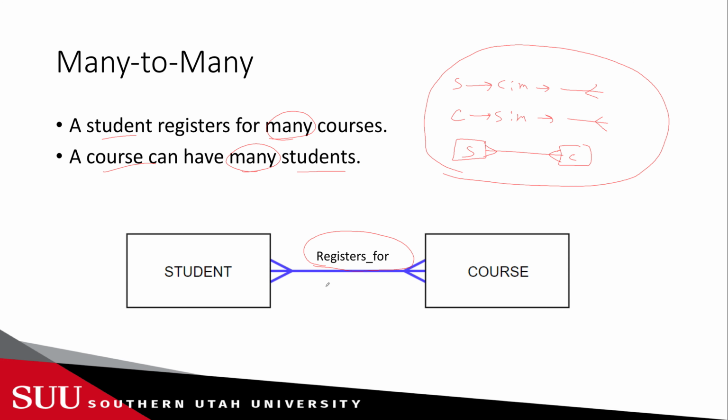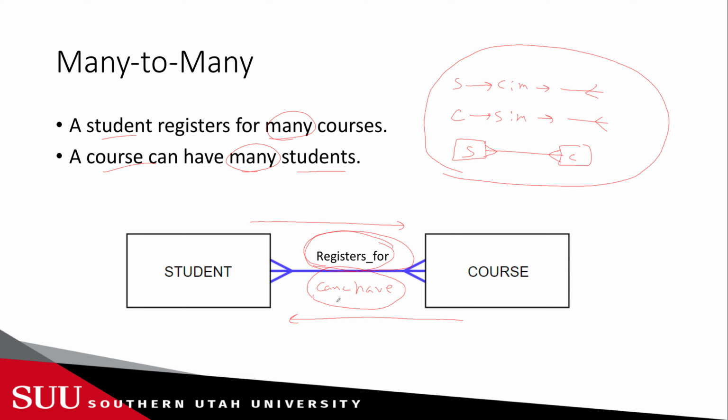So I can say something like "can have" here, and this is going to be even better, because when you're reading from left to right, you're reading whatever label is on top of the relationship line, and when we are reading from right to left, we read the label that's on the bottom, or below the relationship line.